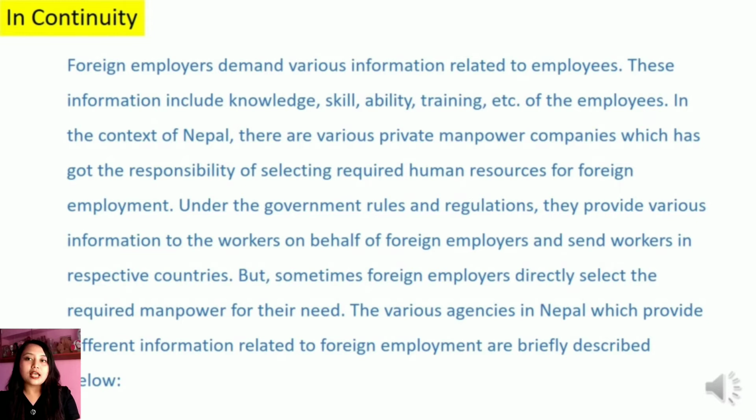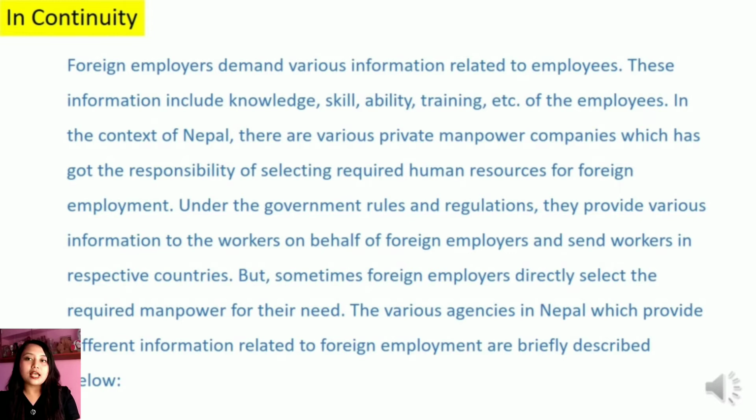And nature of profession means, since in the vacancy announcement it is said that they will be working in the kitchen department, that means the hotel management field. So that will be the nature of profession. And in that vacancy announcement they will also mention the required qualification, maybe SEE passed, maybe SLC passed. Only those candidates who have passed their SEE examination are able to apply for this profession.